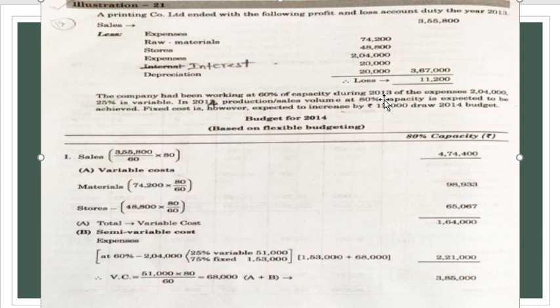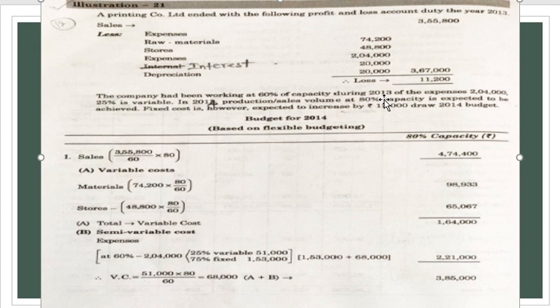So what we are supposed to find out is, for 80% capacity, what are the costs. So now let us prepare the budget for 2014 based on the flexible budgeting. So first item is sales. Sales is 3,55,800, for what? This is for 60%. They have asked us to prepare for 80%.